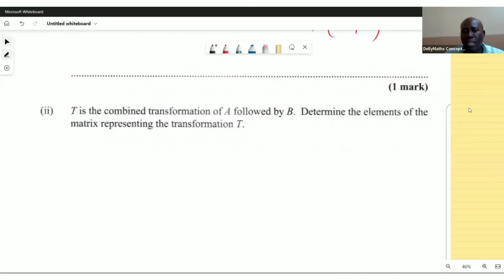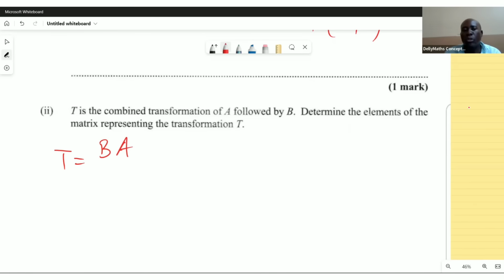T is a combined transformation of A followed by B. Determine the elements of the matrix representing T. Now, when we have a combined transformation, it's like we're doing functions here, so we have to be careful how we attack this. It's going to be the B outside and the A inside. So that transformation is BA.